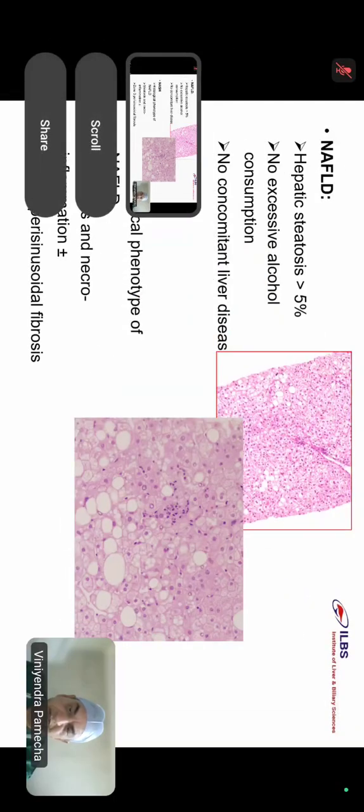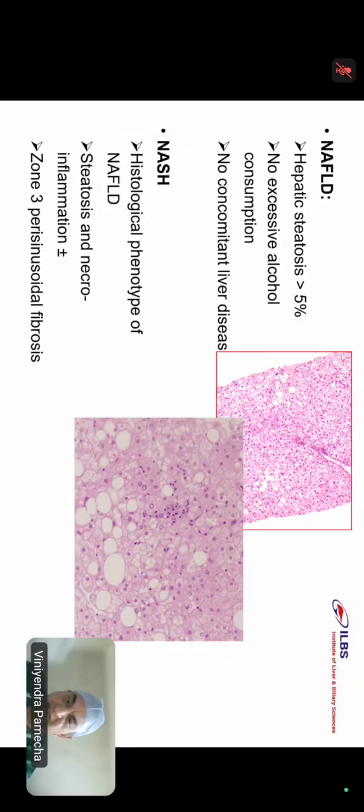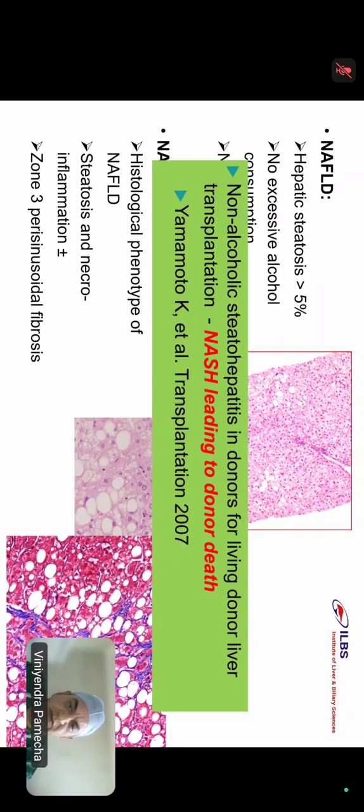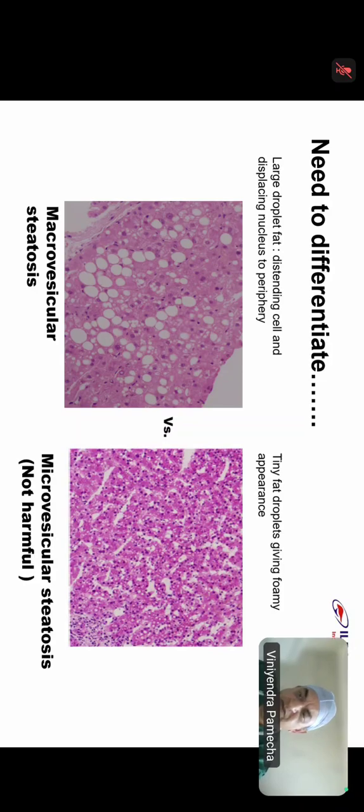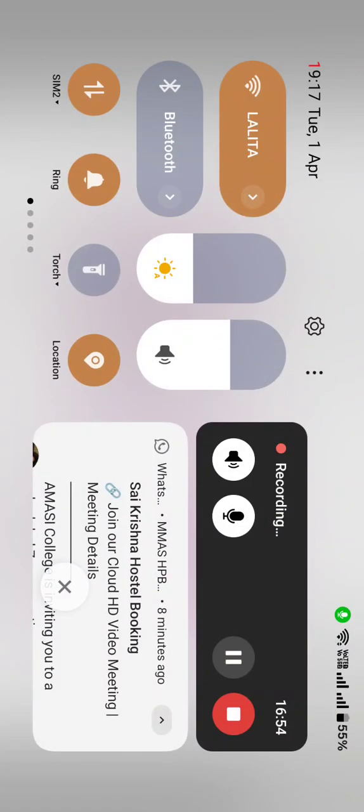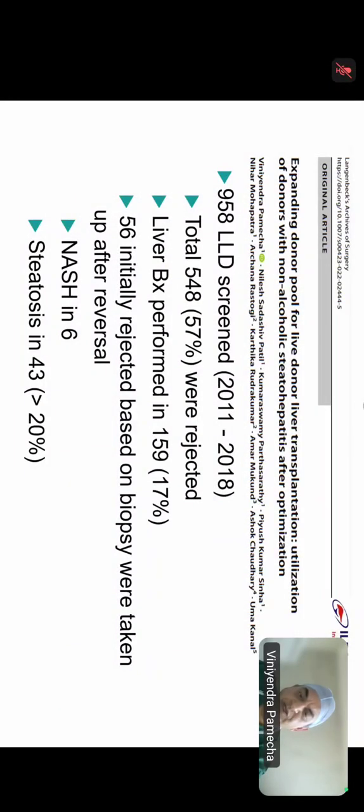Even in donors, there have been reports of post-hepatectomy liver failure and death from NASH. But the good thing is, you need to differentiate between macrovesicular steatosis and microvesicular. Microvesicular is not harmful, but macrovesicular is harmful. So if you do a biopsy, you need to look at what percentage and what type of steatosis it is. Then again, you can optimize them.